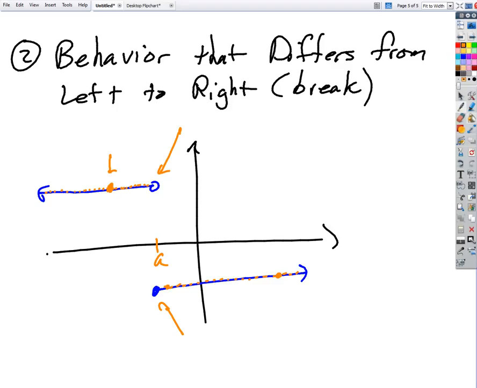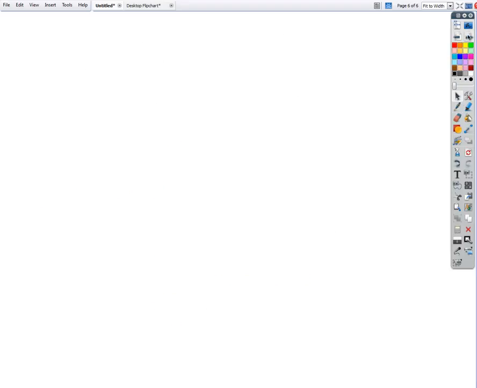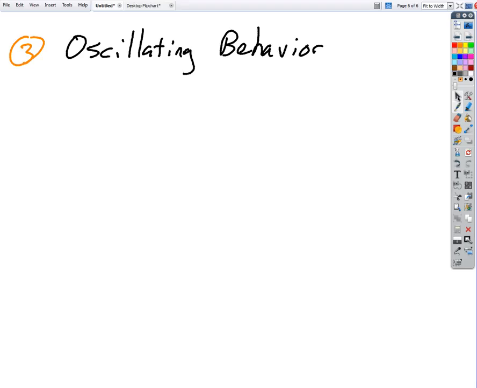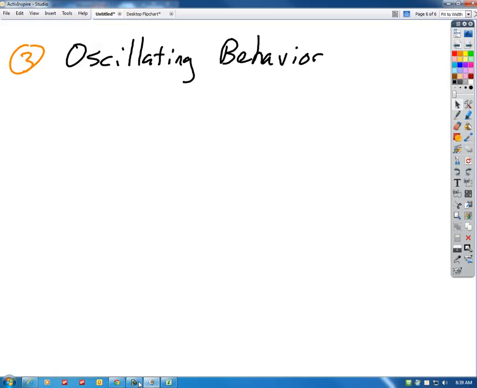The third one is a weird one. I won't even ask you about that one because it's very bizarre. You don't see it very much, honestly. Called oscillating behavior. And I'll tell you what, let's actually show you that. I'll pull up the calculator and we'll look at this one.